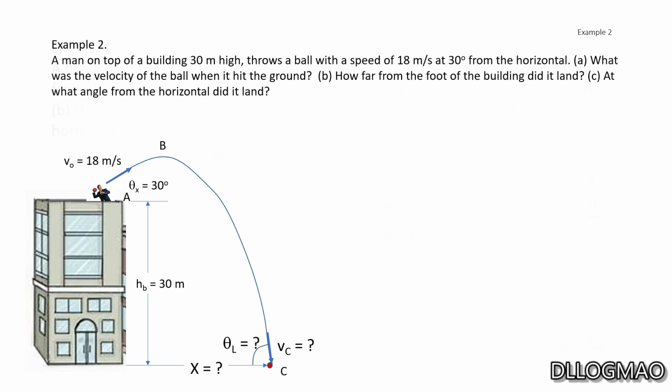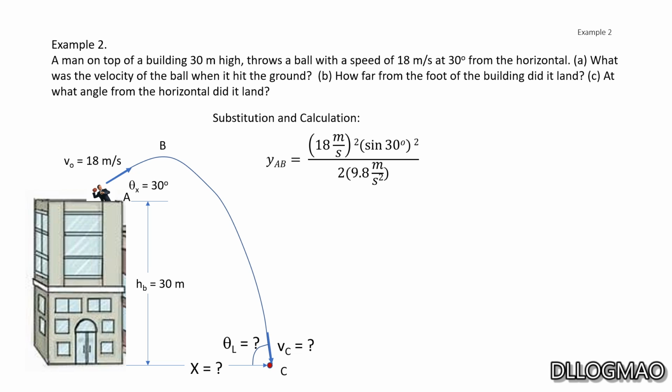Substitution and calculation. In solving for the first required quantity, use the working equations from earlier in backward direction, starting from the last working equation. Substitute the given initial velocity, v sub A, angle of launch, and the acceleration due to gravity. Square the initial velocity, find the value of sine 30 degrees, then square. Multiply 2 and 9.8 meters per second square.